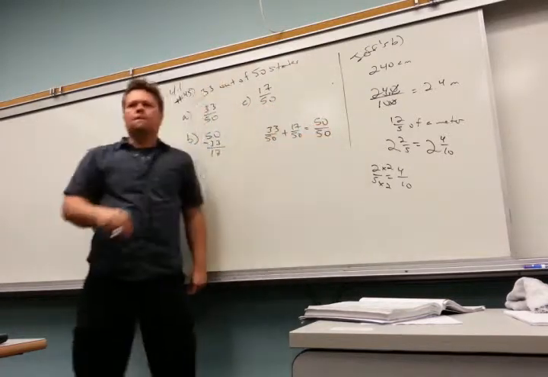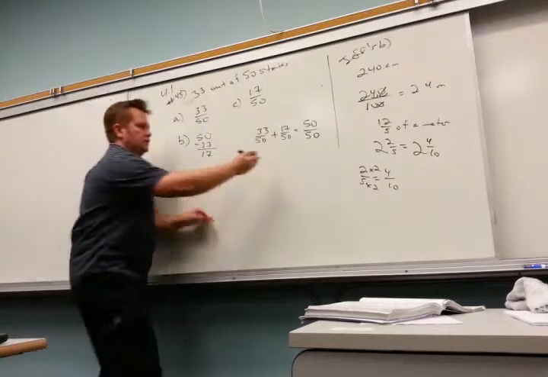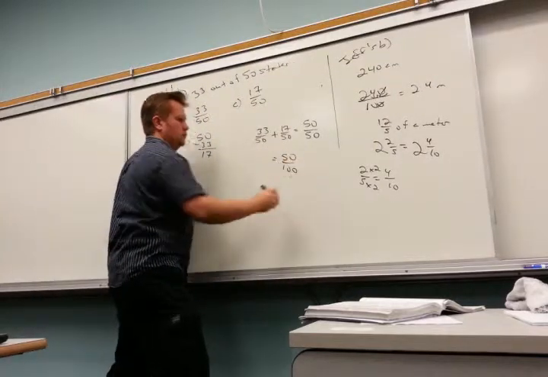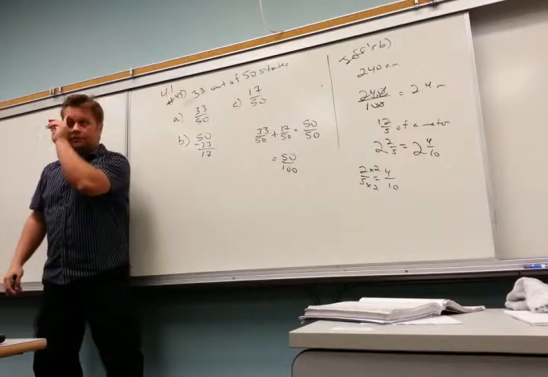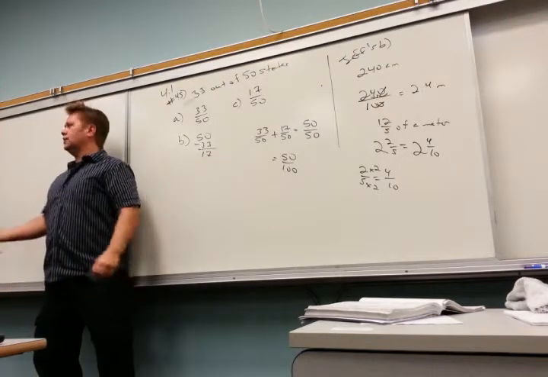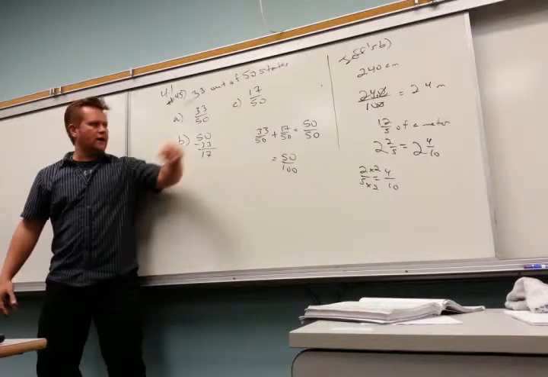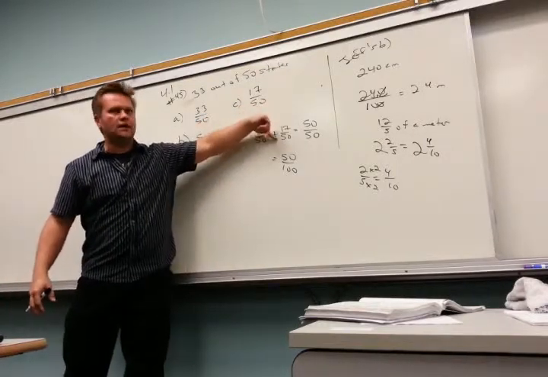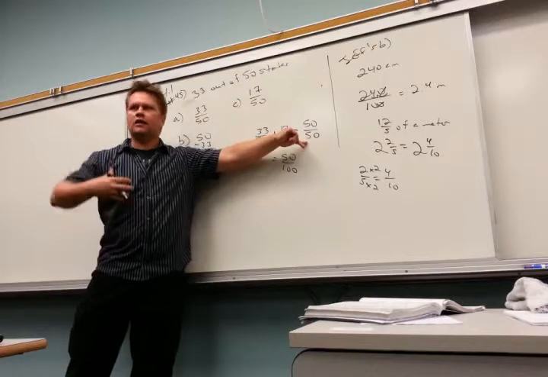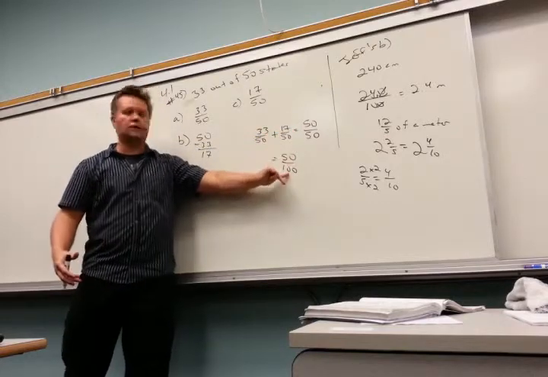Most common mistake I see is somebody will tell me this is 50 out of 100. Now what did that person do? They added the bottoms. And that doesn't really make any sense. If I have 33 of these and 17 of these, I should have 50 of the same things. I can't have 50 of something else.